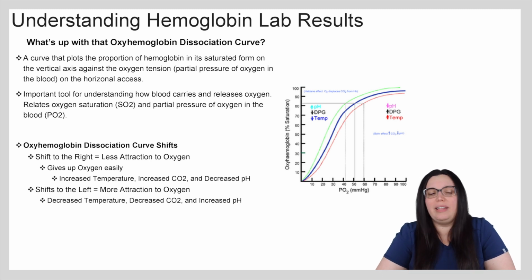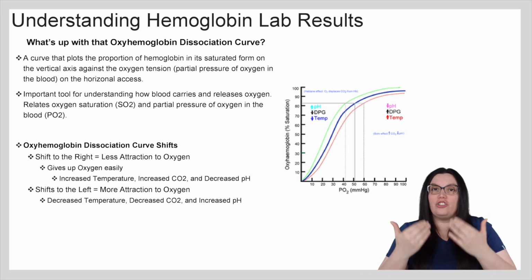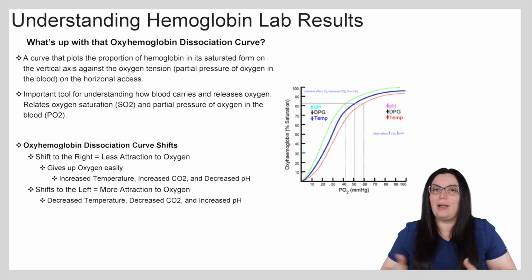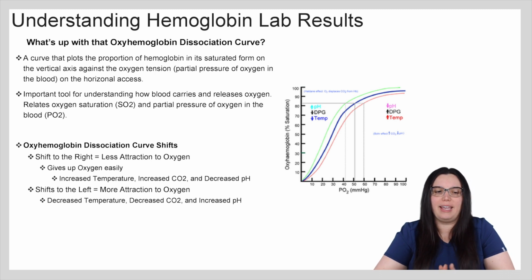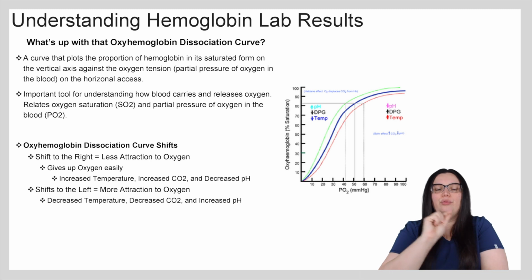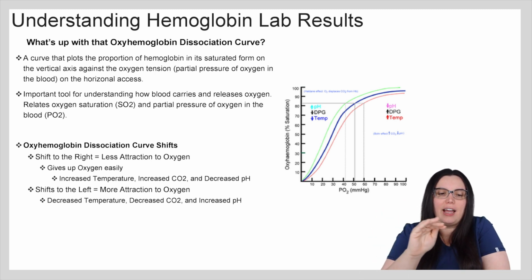Normally we're going to have a high PO2 in the lungs and a low PO2 in the extremities because oxygen comes into the lungs, it's going to be high. By the time it gets to the extremities, it's going to be low. If you look at this graph of the oxygen dissociation curve here right above my head, you're going to see that the blue line is the baseline curve.